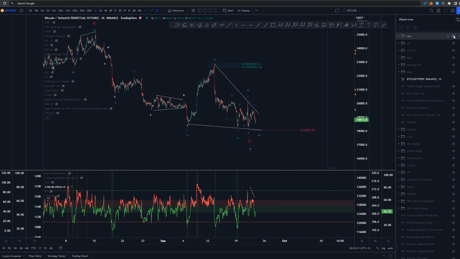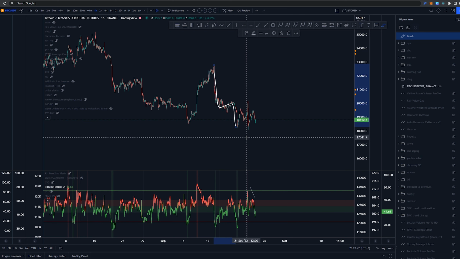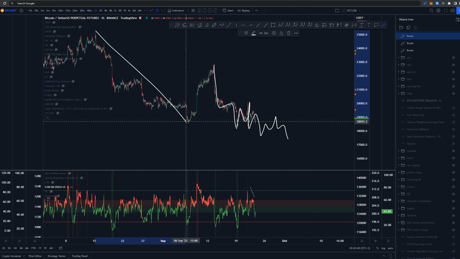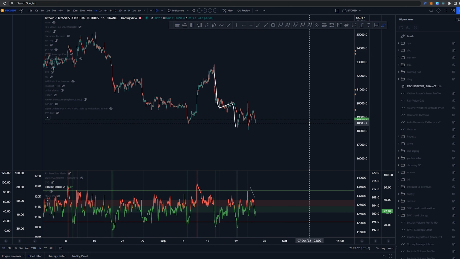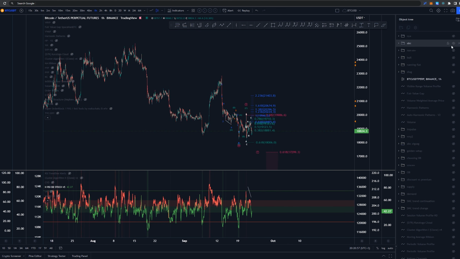Now, I think on Jonathan's count, he had this again as a wave one, and this would be wave two. This would be wave three, four, and five. So this would be actually a wave 1-2, and then this would be another 1-2, I think. I think I had it right like that. So yeah, that is very much a possibility.